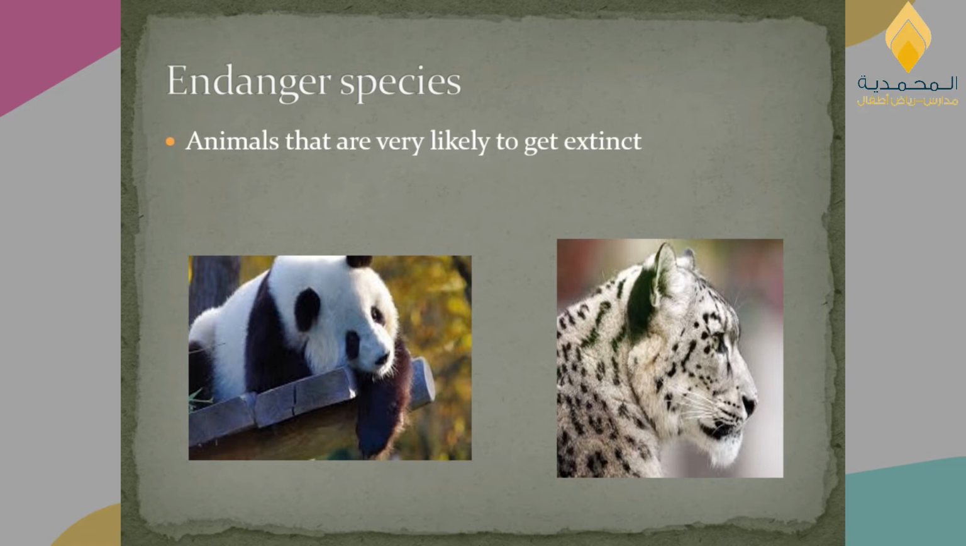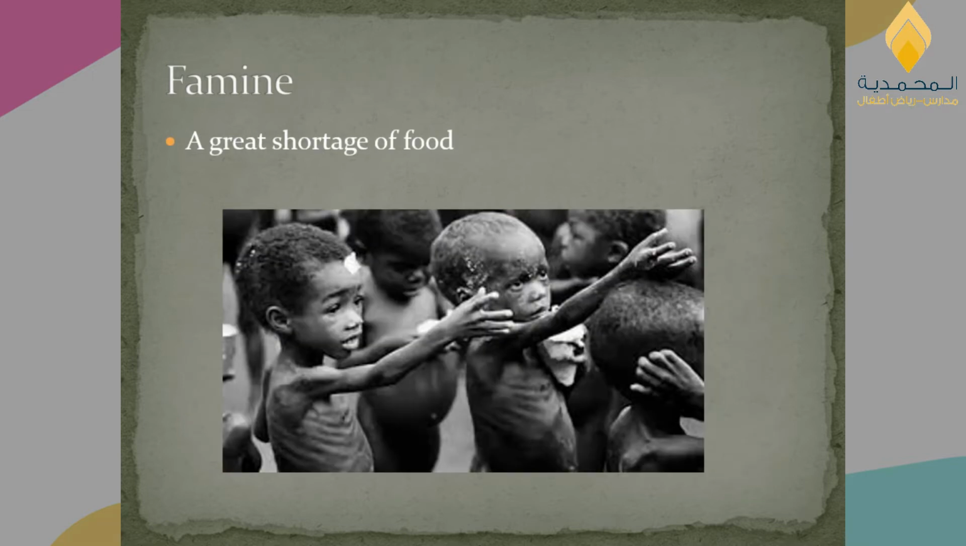Endangered species are animals that are very likely to get extinct. The most common are pandas and white tigers. Famine. Famine is another global issue. It is a great shortage of food. And when we talk about shortage of food, that means the basic needs for your body to grow.